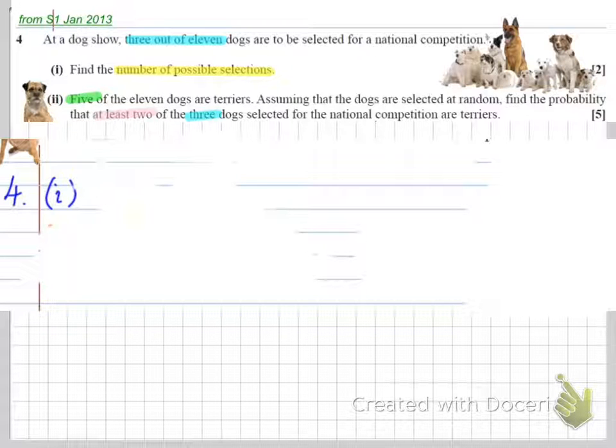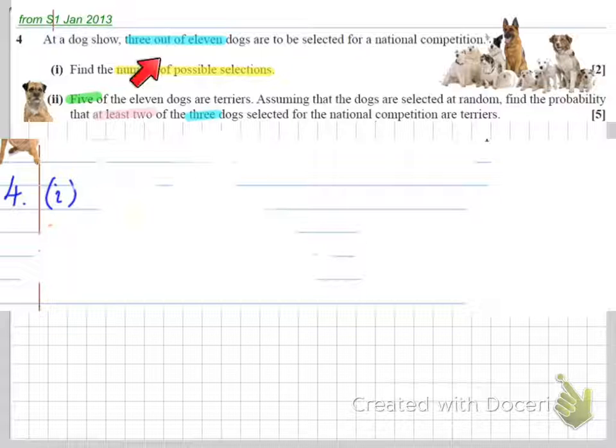Okay, so this is the MEI S1 January 2013 paper, question 4. At a dog show, 3 out of 11 dogs are to be selected for a national competition. So I would be picturing these 11 dogs sitting there, of which we're going to select 3 of them. So in this part of the question, we need to use some of the information we were given.